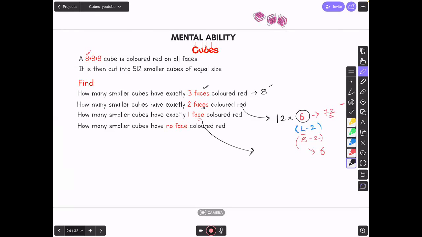Okay, I'll unmute you and then you can speak. One face colored red, where do you get it? You get it on the face, right? 6 such faces are there. Question is per face पे कितना मिल रहा है?